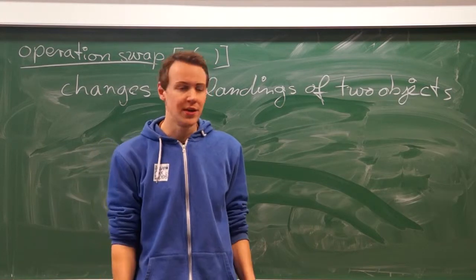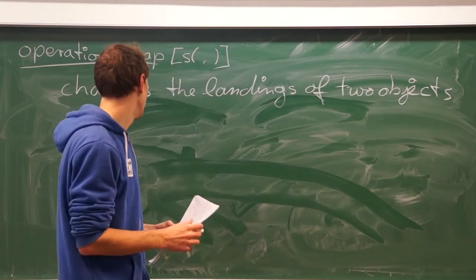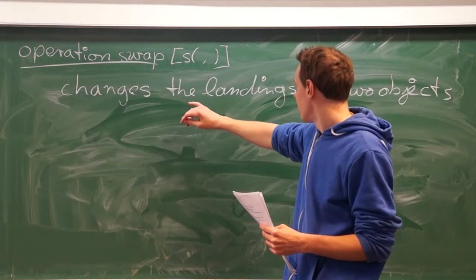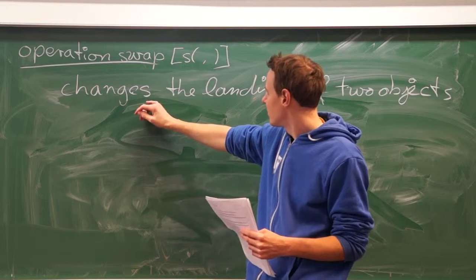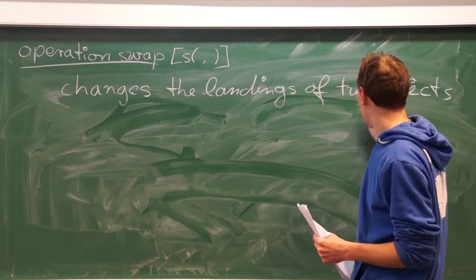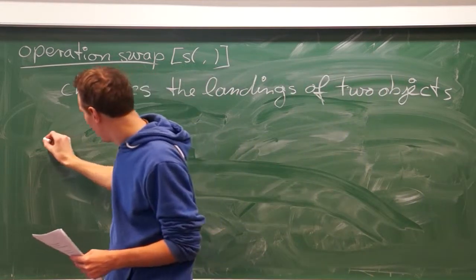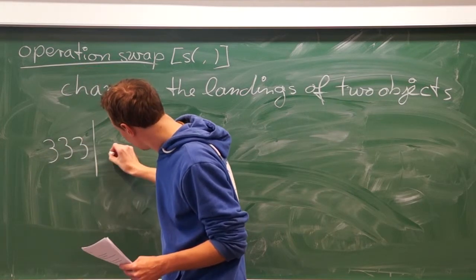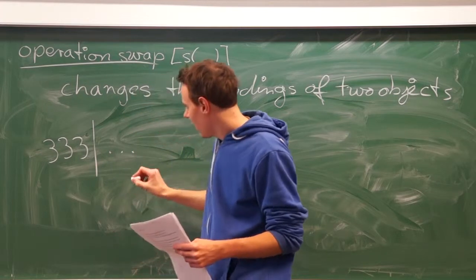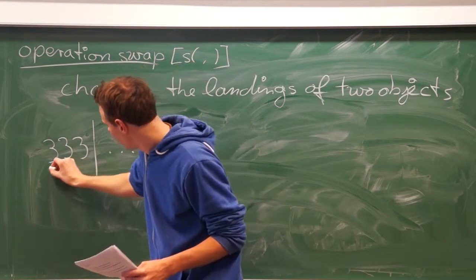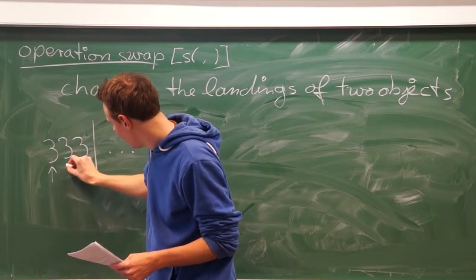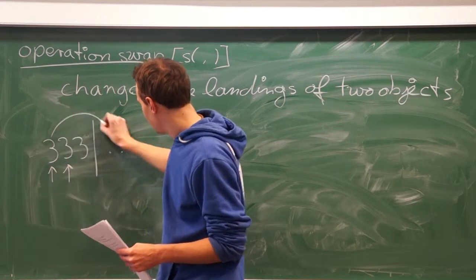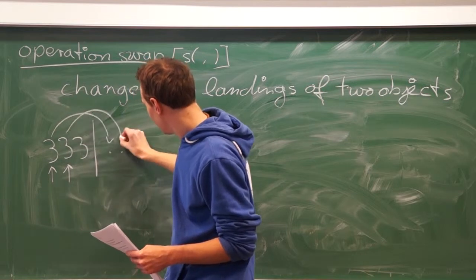Okay, now we look at the operation. It's called swap, and what we do is we change. This operation changes the landings of two objects. When we got our 3-ball escape, we have here a cut, and we choose two objects that we want to change. For example, those two. This 3 will land here, and this one will land here.